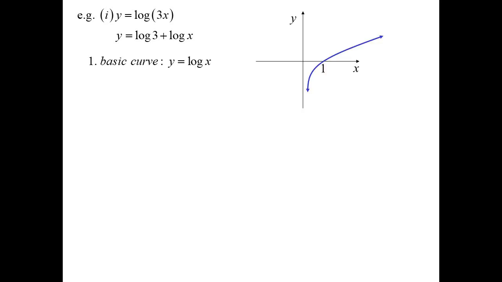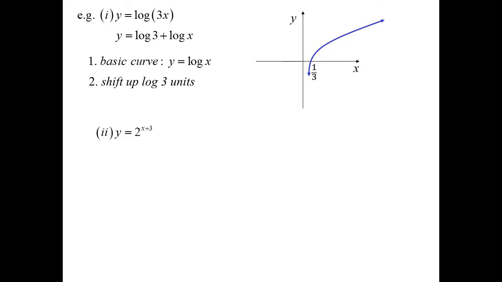If we had to draw y equals the log of 3x, well, one way of thinking about it is using our log laws and saying, well, that's log 3 plus log x. So we've got the basic curve y equals log x, but then we're going to shift it up log 3 units, so go a bit higher. It still looks like your basic log curve. It's just that the x-intercept now, instead of being 1, it's now 1/3.